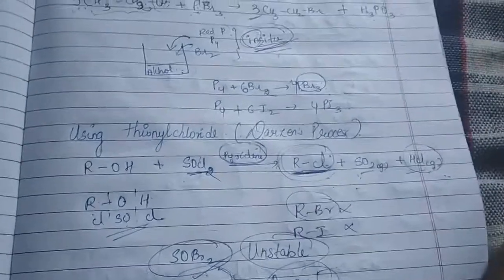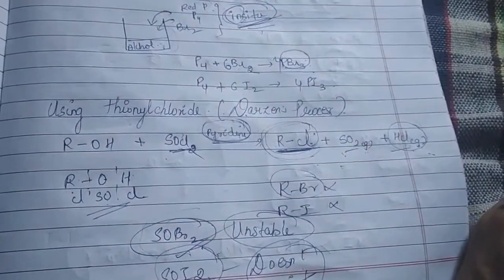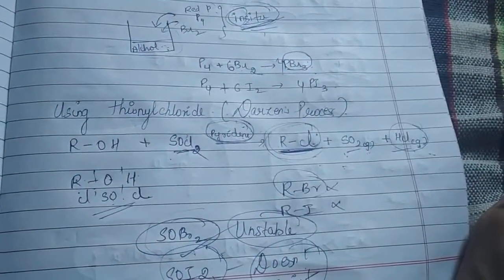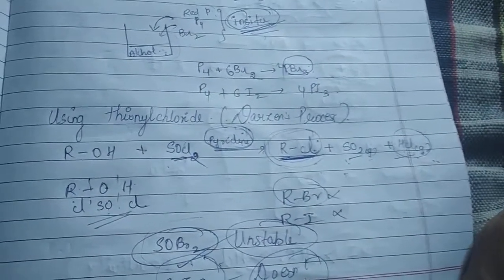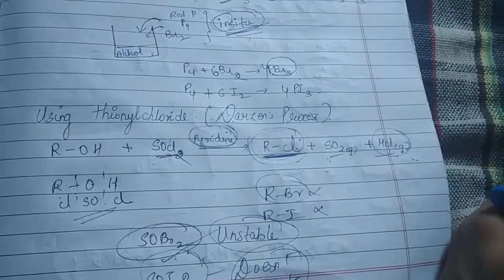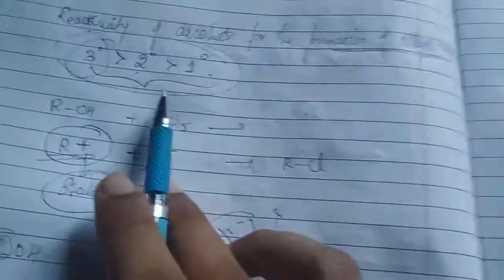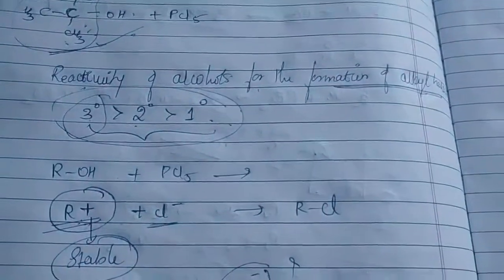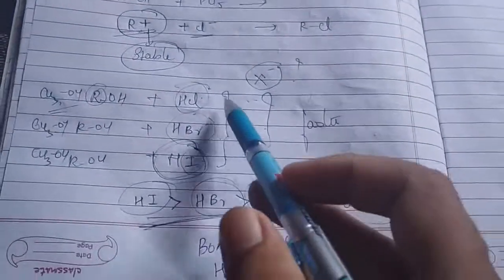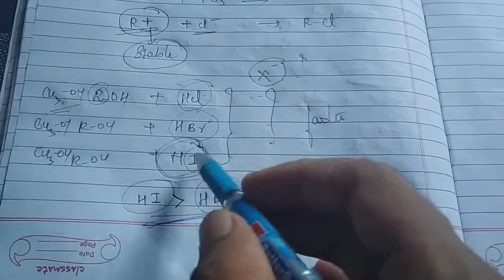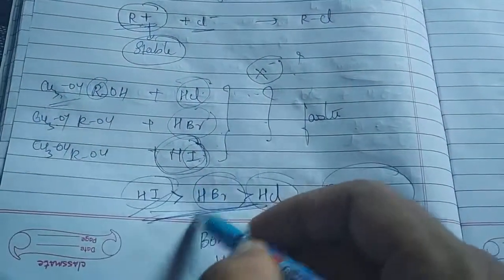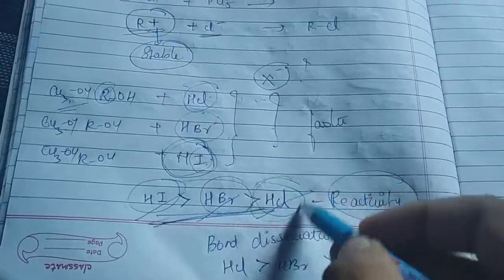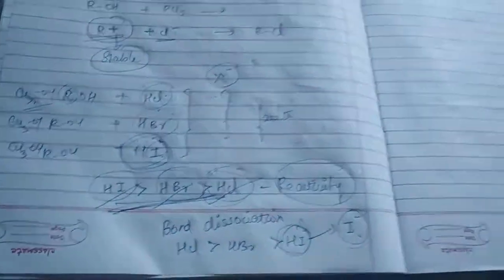Coming to the noteworthy points, we also saw that the reactivity of alcohols towards the reactants to form alkyl halides follows the order: first tertiary, then secondary, and then primary, mainly because of the stability of the respective carbocations. Coming to the reactivity of hydrogen halides, the reactivity is HI, then HBr, then HCl. The least is HCl. The reactivity of HCl is very low.